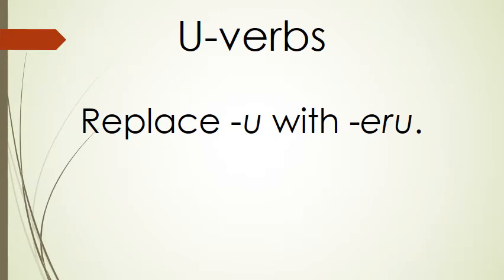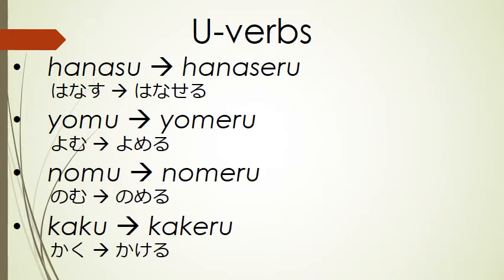To convert u verbs to potential form, we drop u from the end and replace it with eru. So, hanasu, to speak, becomes hanaseru. Yomu, to read, becomes yomeru. Nomu, to drink, becomes nomeru. And kaku, to write, becomes kakeru.